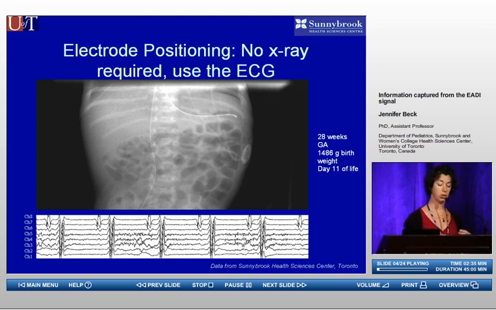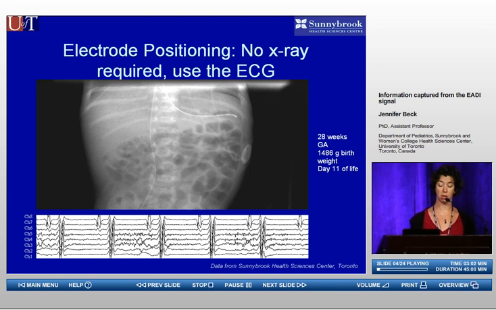I think the policy about French size varies between units, but these are the ones we're using. And again, just to re-emphasize, I've put this slide here to show you and to remind myself that you don't need an X-ray to confirm the position of the catheter. What we do is we do our external measurements as any feeding tube placement would be, and then we put it down. And then we do the fine-tuning of the electrode positioning based on the ECG signal.